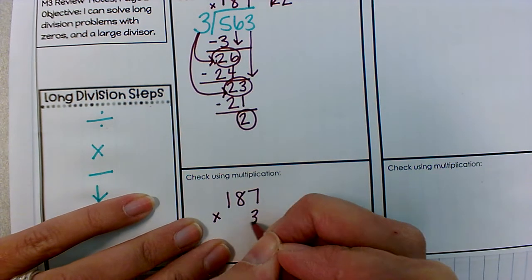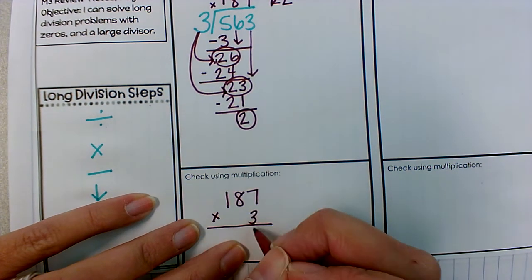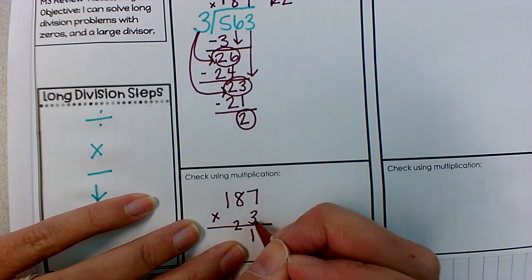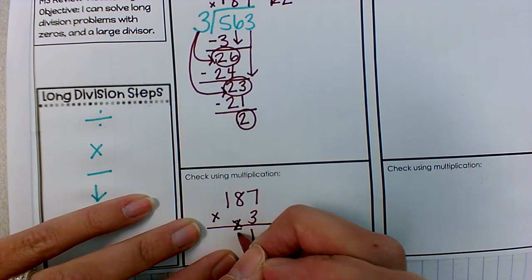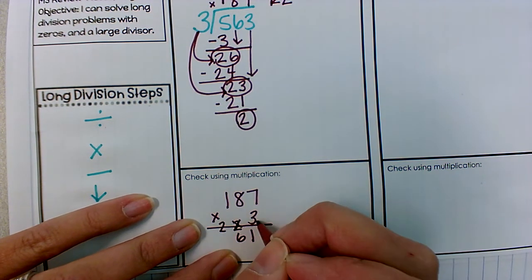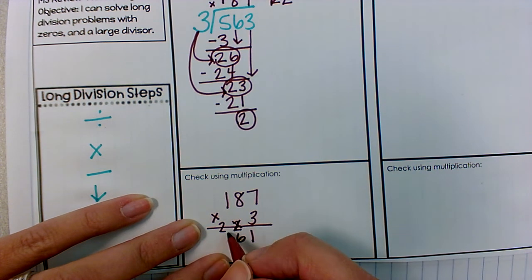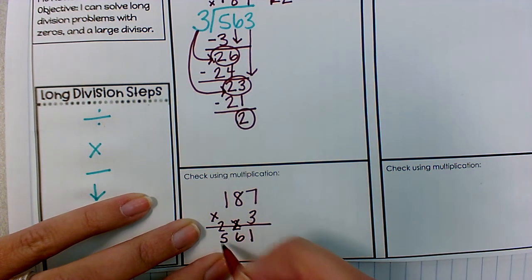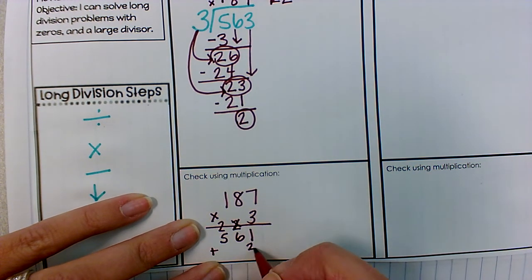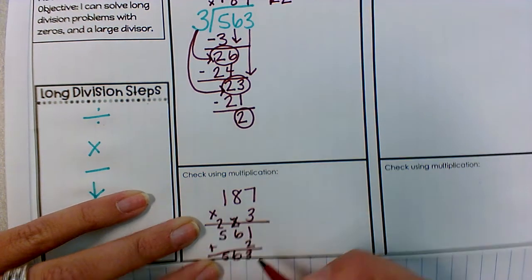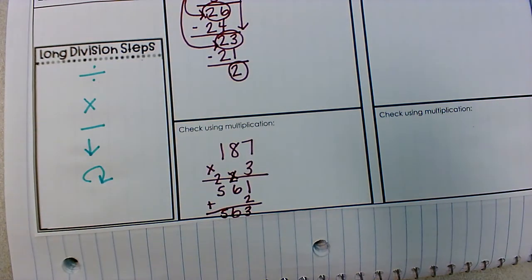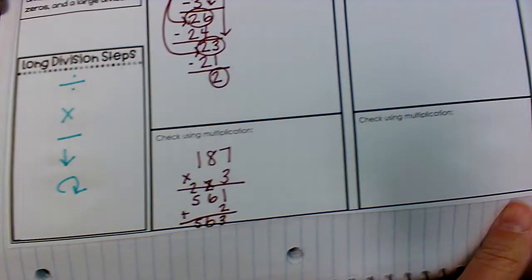187 times 3. 3 times 7 is 21. 3 times 8 is 24, plus 2 is 26. 3 times 1 is 3, plus 2 is 5. And then I had a remainder of 2, which gives me 563. Excellent. Last one, friends.